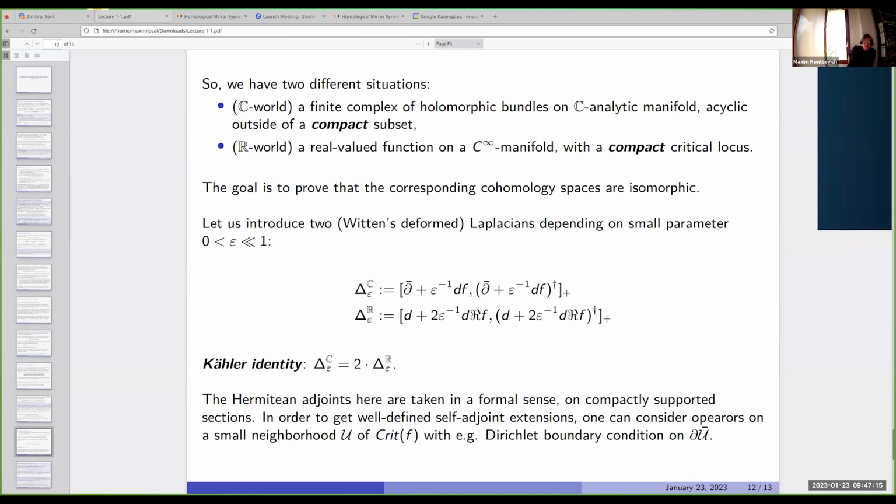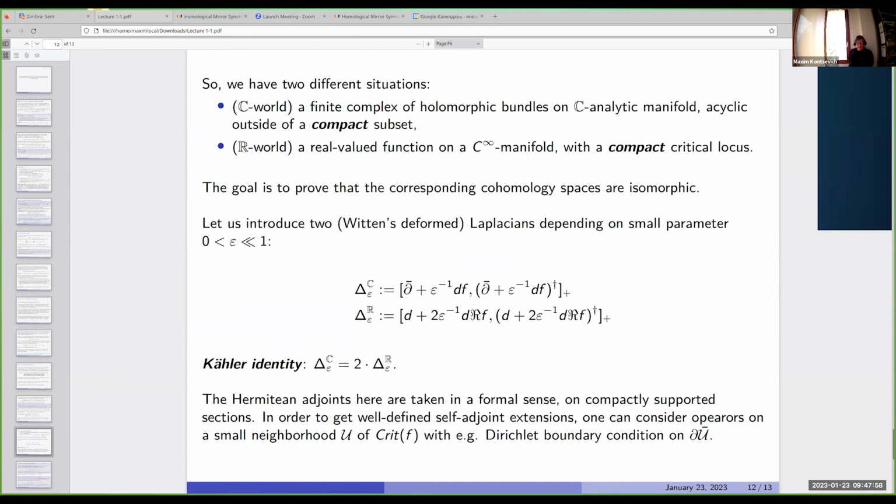Now let us do the following. We introduce two kinds of Laplacian depending on a small positive parameter. In the complex case, we consider the following: d bar plus, rescaled by 1 over epsilon, multiplication by df, and take the anti-commutator with the Hermitian conjugate operator. And in the real case, we consider d plus 2 times epsilon inverse times the differential of the real part of my function, rescaled, with again its conjugate operator.